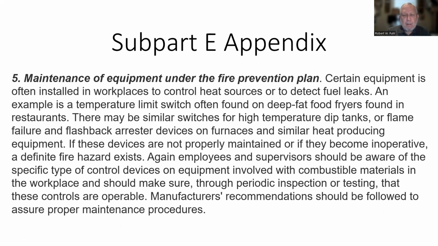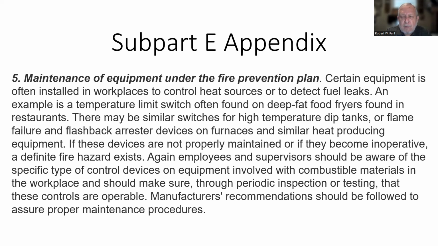Maintenance of equipment under the fire prevention plan. Certain equipment is often installed in workplaces to control heat sources or detect fuel leaks. An example is a temperature limit switch often found on deep-fat food fryers found in restaurants. There may be similar switches for high-temperature dip tanks or flame failure and flashback arrestor devices on furnaces and similar heat-producing equipment. If these devices are not properly maintained or if they become inoperative, a definite fire hazard exists.